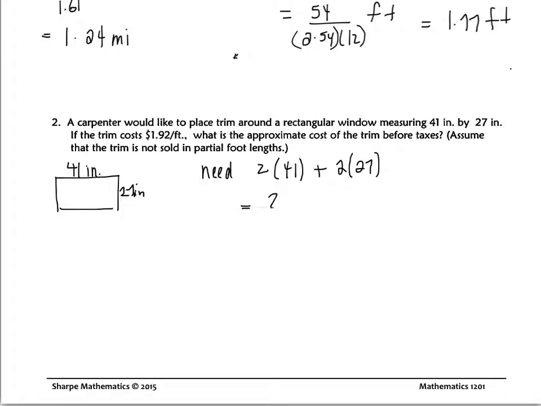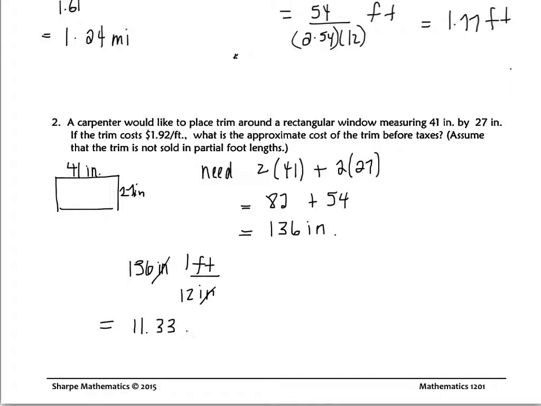So that's going to be 82 plus 54, which is going to be 136 inches is how much material or trim that we need. So now we would want to change that inches to feet. And we know that in terms of our conversion factors, inches should be in the bottom and feet should be in the top if we want to end up with feet. And we know that 1 foot is the same as 12 inches. So then we cancel out our inches, and we know that that's going to be 136 divided by 12, which is 11.33 feet.